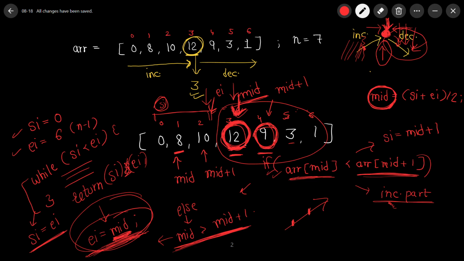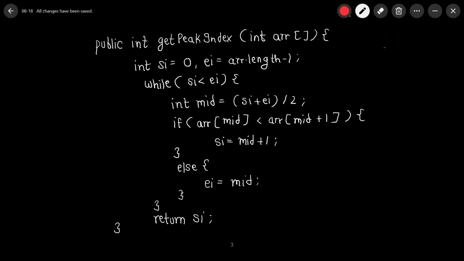Now let me write the code for it. Then things will become much clearer. So I've written the code for you. We would have a get peak index function, which would return the index of the peak element, and it takes an integer array as an argument.